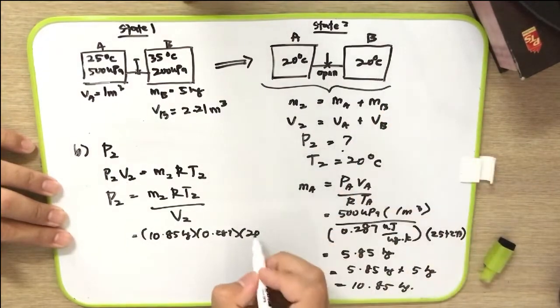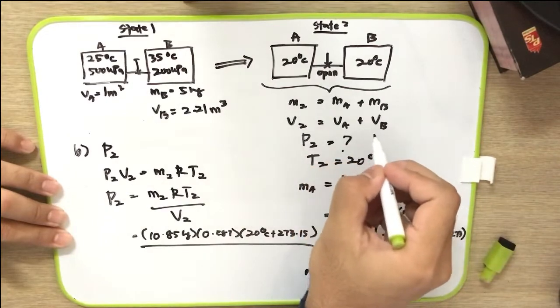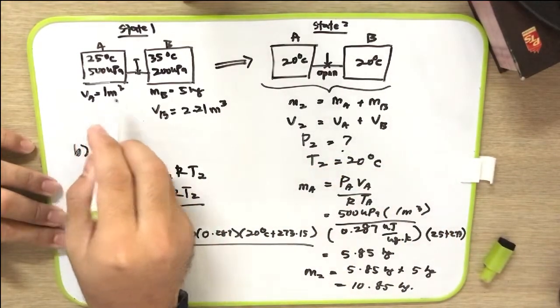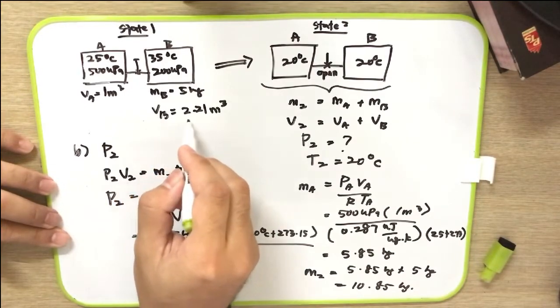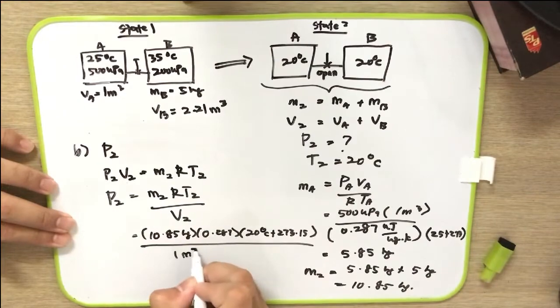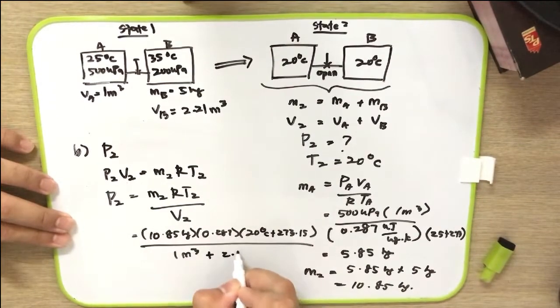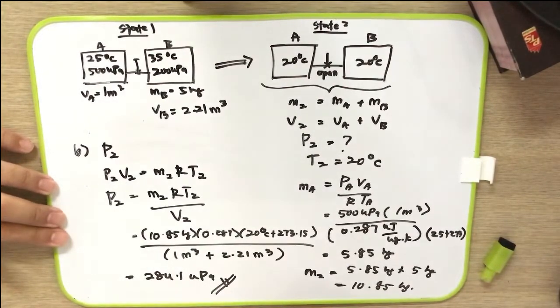The T is 20 degrees C, and the V here is equal to VA plus VB. So VA is 1 meter cube and VB we have already found from question A, which is 2.21. So the V2 is equal to 1 meter cube plus 2.21 meter cube. Then we get the result, so that is how we solve question number 1.